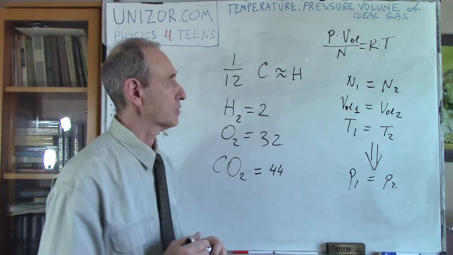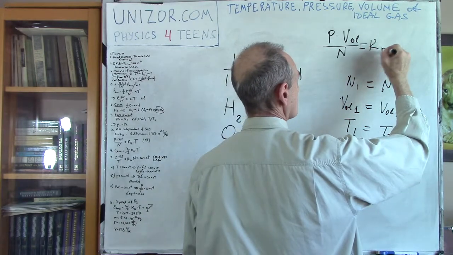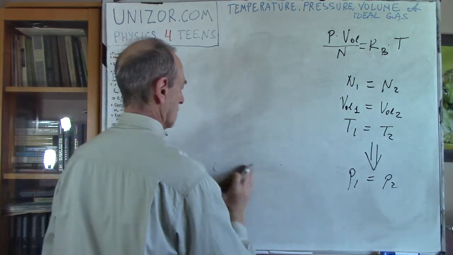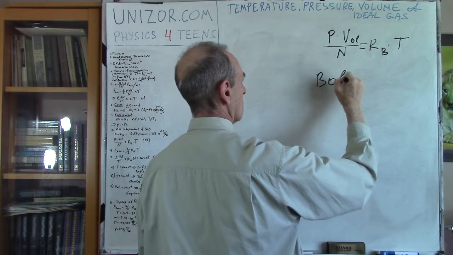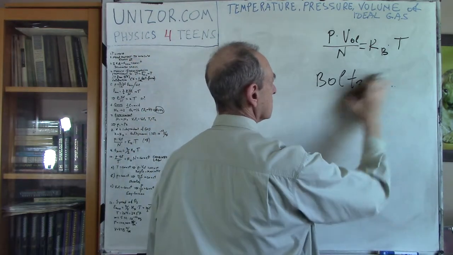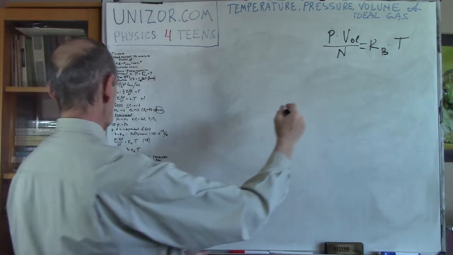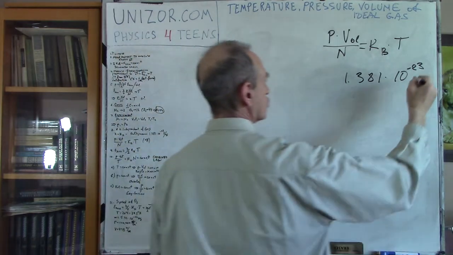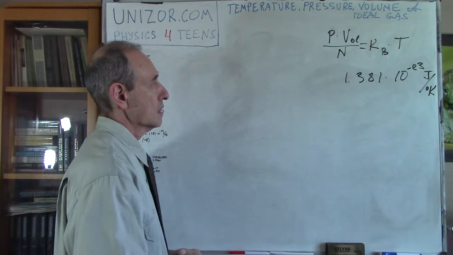So that's very, very important, which means that instead of having this, I will write k_B, where k_B is a constant called Boltzmann's constant. I think that's how it's spelled. It has a specific value, which I have to get somewhere: 1.381 times 10 to the minus 23rd joules per degree Kelvin. So this is the Boltzmann constant.